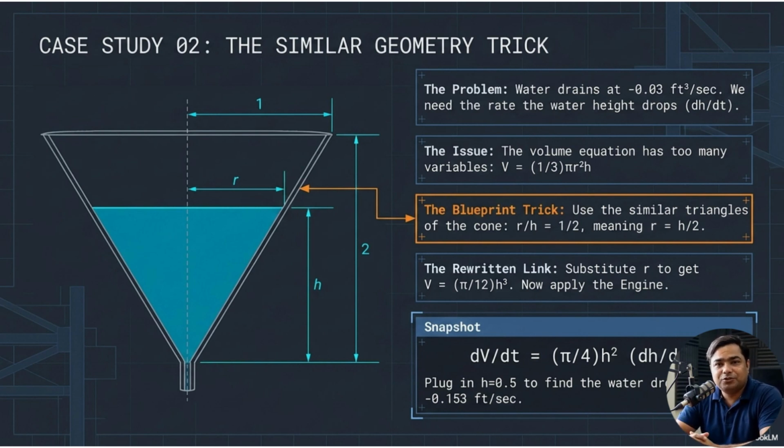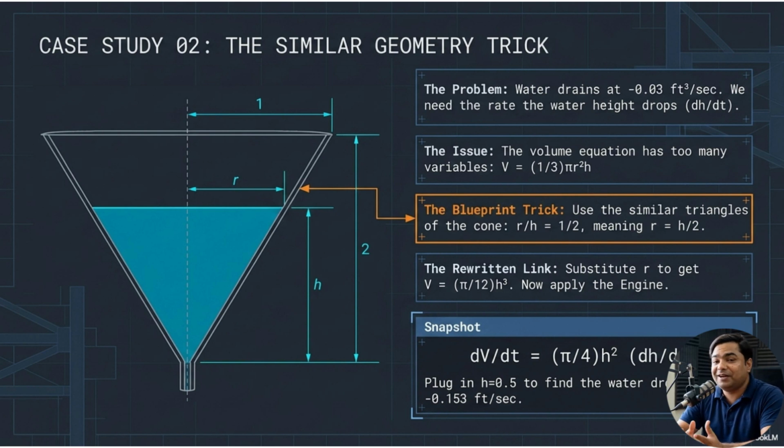The problem says water drains at negative 0.03 cubic feet per second. We need to find how fast the water height is dropping. At first, the volume formula for a cone looks difficult. V equals 1/3 pi r squared h. There are two variables, radius r and height h. But we only want the rate of height change dh/dt. So we need to remove r.